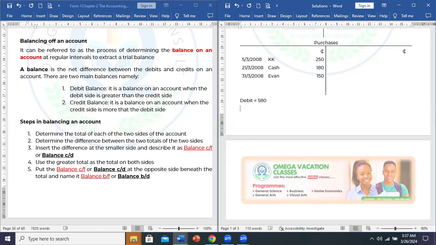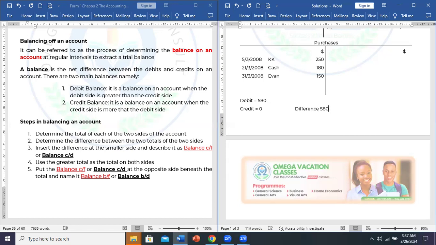So the total is 580 for the debit side. The credit side, there's nothing there, so that's 0, right? So let's look at the difference. The difference obviously will be 580.